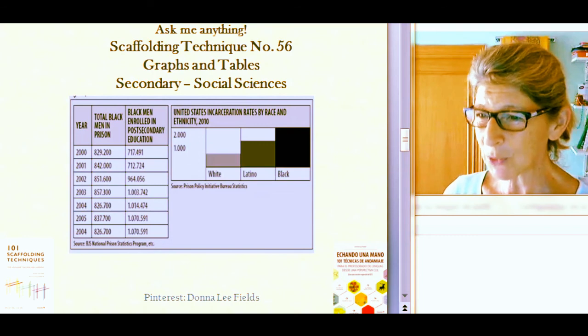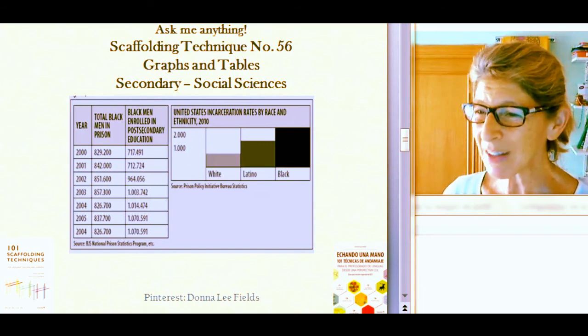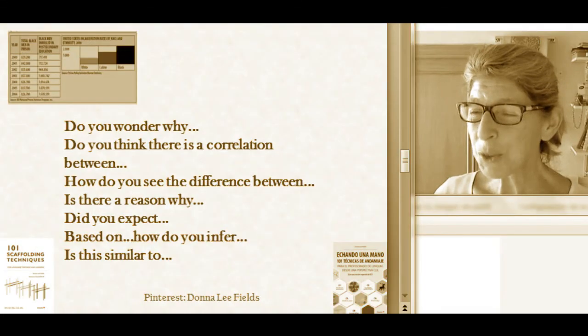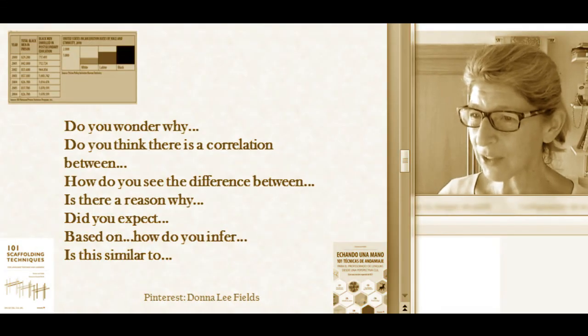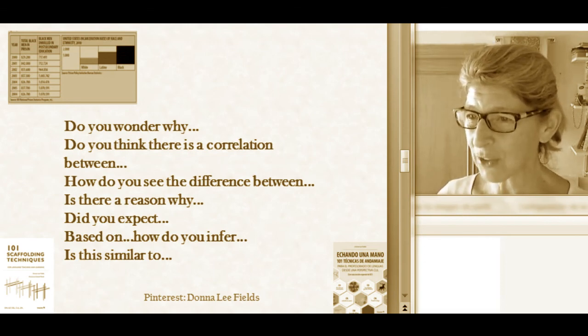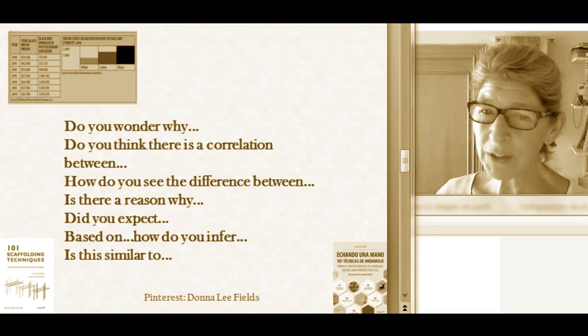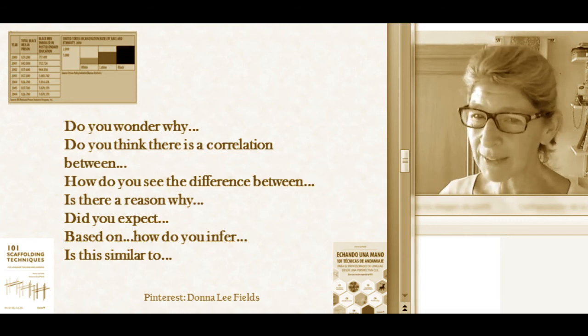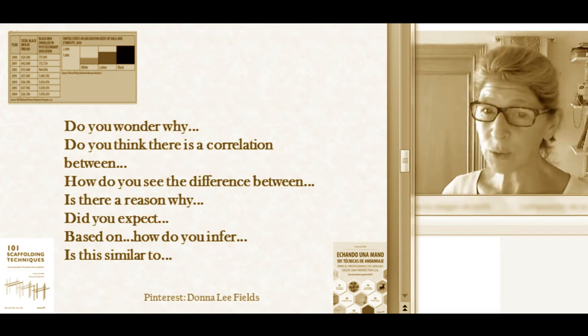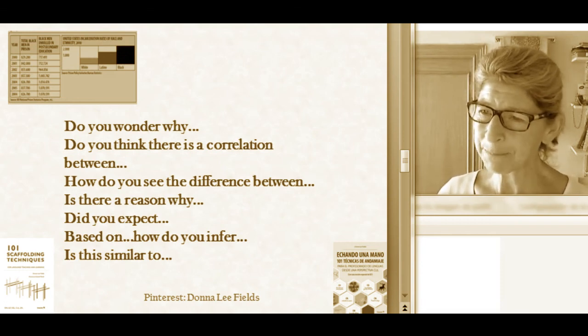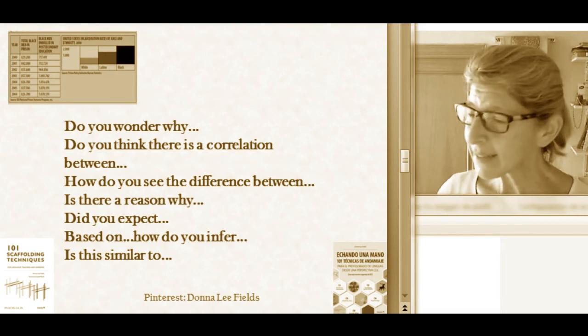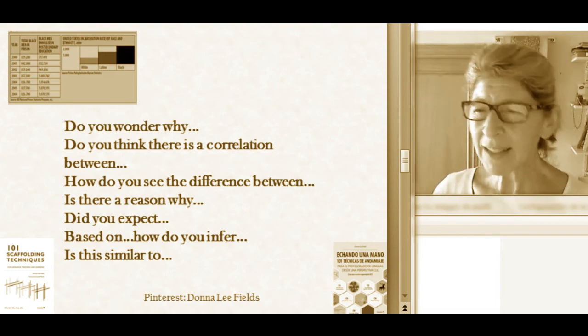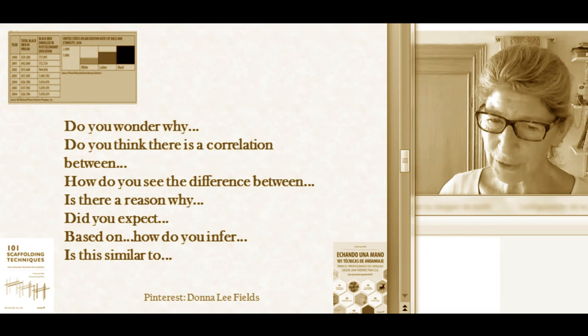But now let's push them to use higher order thinking skills. Let's give them some questions that they may not have thought of themselves. To push them into higher order level questions, you can write these beginnings on the board, and they finish them and then ask each other, using the graph still. For instance, you can ask them to finish these questions. Do you wonder why? Do you think there's a correlation between? How do you see the difference between? Is there a reason why? Did you expect? Based on, how do you infer?